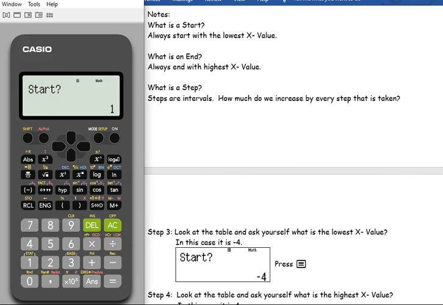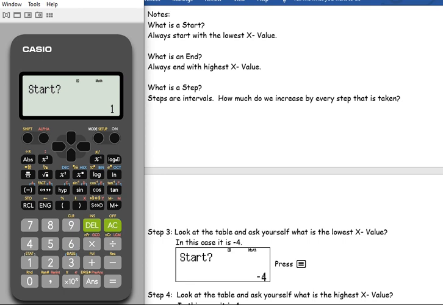Let's have a look now. There are some notes I want us to go through before we continue on with our steps. What is a start? What is an end? And what is a step? Because these are 3 questions that your calculator is always going to ask us in tables mode.